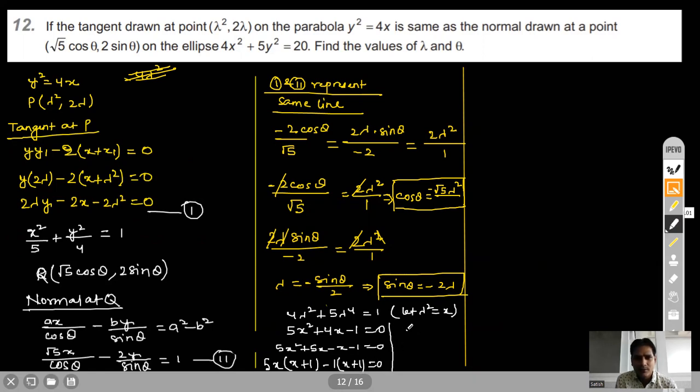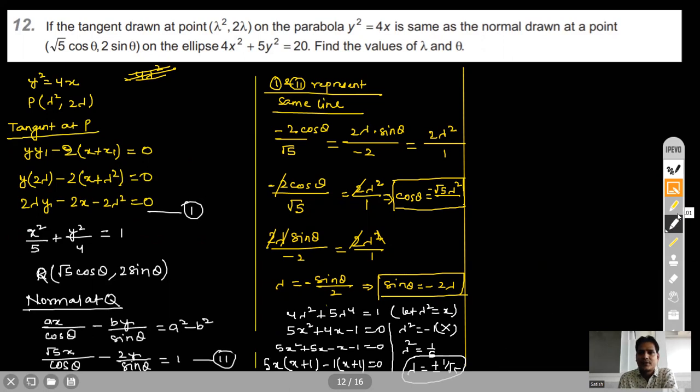So what we can say from here, either lambda square is equal to minus 1, which is not possible, or 5x minus 1 equal to 0, means 5x equal to 1, or x is equal to 1 by 5, or lambda square is equal to 1 by 5, right? So from here we get the value of lambda as plus minus 1 by root 5. Is it okay? We got the value of lambda as plus minus 1 by root 5.